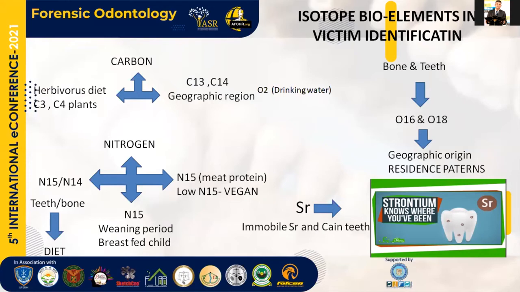Moving on to strontium. Strontium always knows where you have been. Why is it said so? Because strontium ratios provide a unique fingerprint to the geology of an area. Since strontium readily substitutes for calcium in the inorganic hydroxyapatite crystals, it can attain relatively high concentrations. Usually, the strontium isotope compositions measured in human teeth will reflect the average strontium isotope composition that was ingested as a child, again because of the immobile nature of strontium and calcium in the teeth after formation.